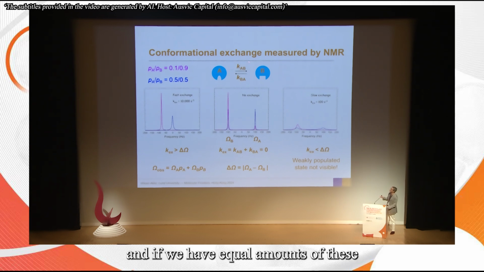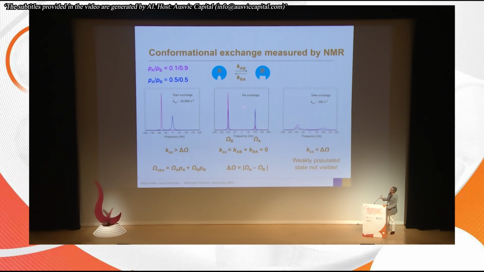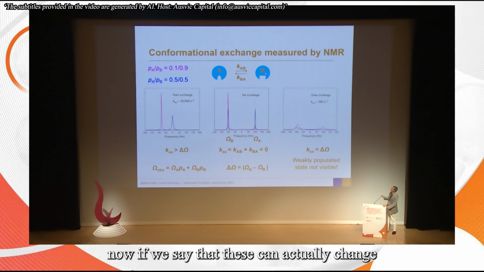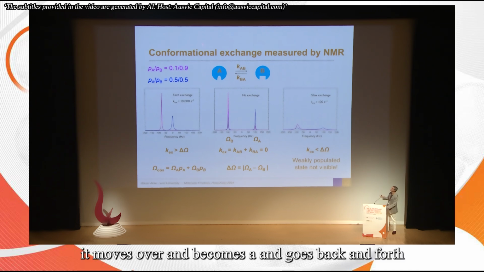And if we have equal amounts of these, so populations are 50 and 50, then they are of equal height, in blue here and here. A little bit hard to see under the magenta. And if they're skewed 10 to 90, then there will be one small peak, obviously, and one large peak. So this is if there are just two different species present. Now, if we say that these can actually interchange, so this conformation exists for a certain time, and then spontaneously, with some characteristic time constant, it moves over and becomes A and goes back and forth.